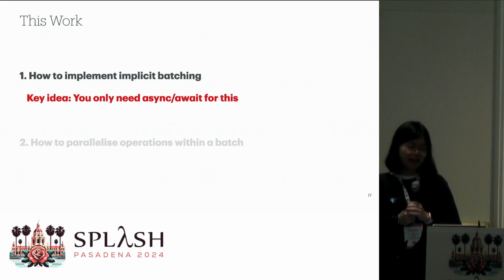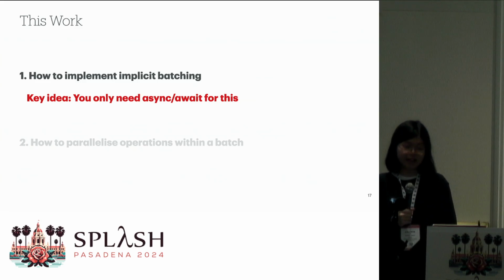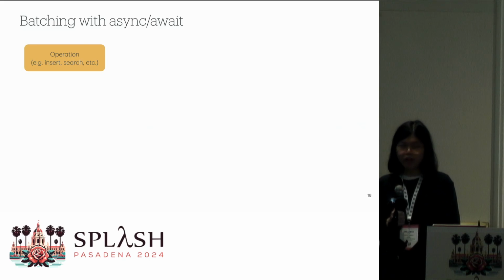And our key idea here is that it is possible to do a lightweight implementation of implicit batching using only basic concurrency primitives, namely async await. So how does this work? Suppose you have a thread that needs to run some kind of operation on an implicitly or transparently batched data structure. It calls its operations, and then what should happen behind the scenes?